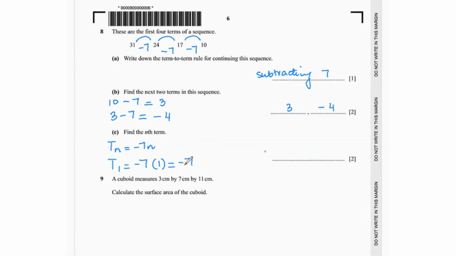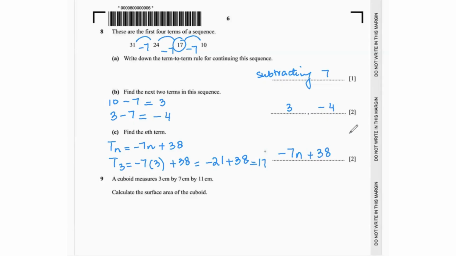So to make this 31, we need to add 38. If we add 38 to this, that gives us 31. So now let's use this as the nth term, negative 7n plus 38. Third term would be negative 7 times 3 plus 38, which is negative 21 plus 38. Now, as you can see, that is 17, which is exactly what's given in the question. So our nth term is negative 7n plus 38.